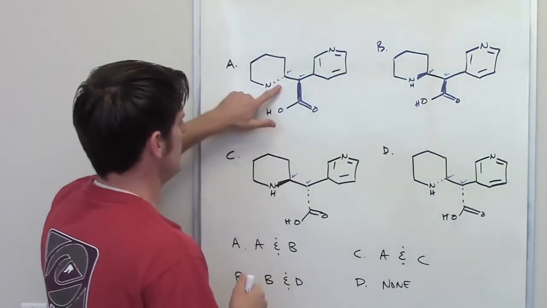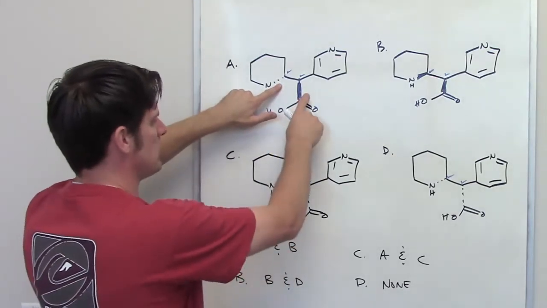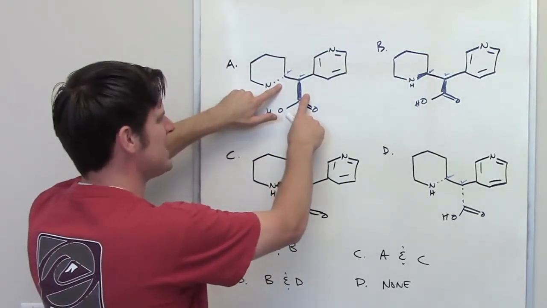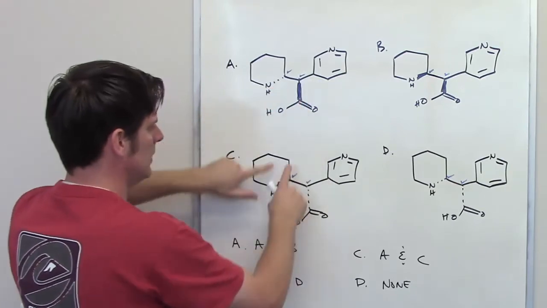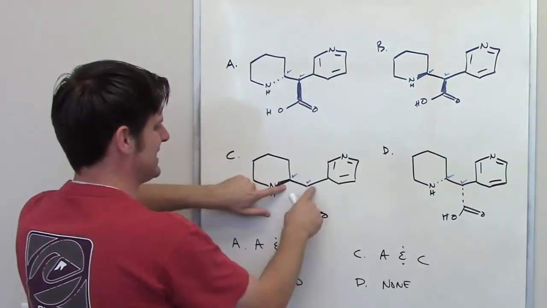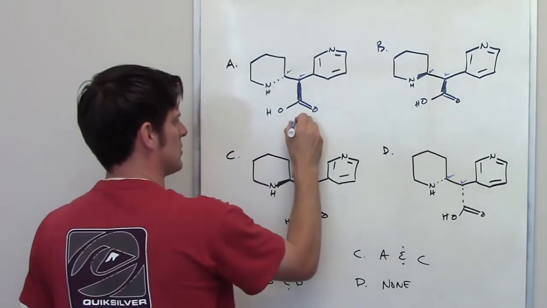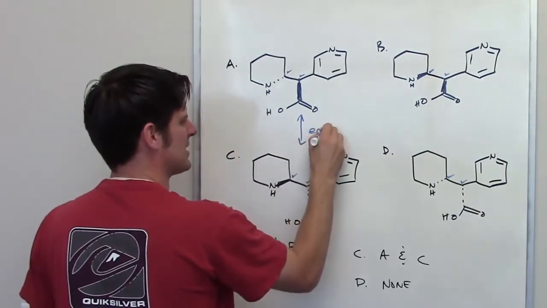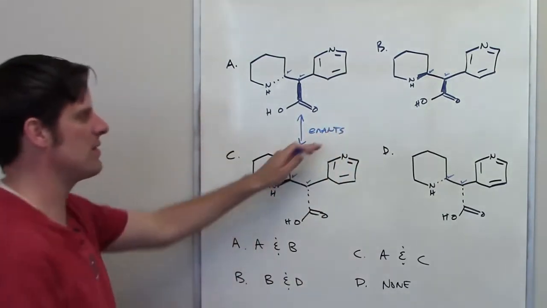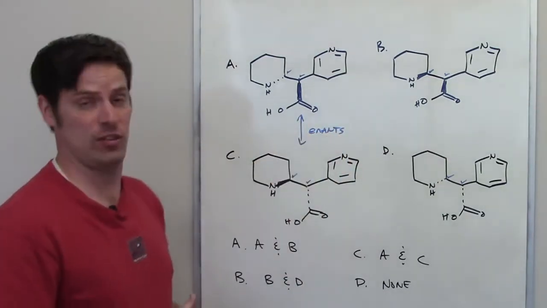Well, over here, I've got a dashed bond to the left and a wedged bond to the right. Who's the exact opposite of A? Well, down here, I've got a wedged bond to the left and a dashed bond to the right, which means that A and C are enantiomers of each other. Hopefully that makes sense. They're exactly opposite. I'll go ahead and abbreviate that by writing enants.